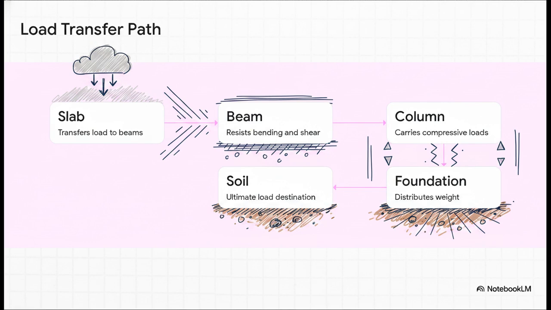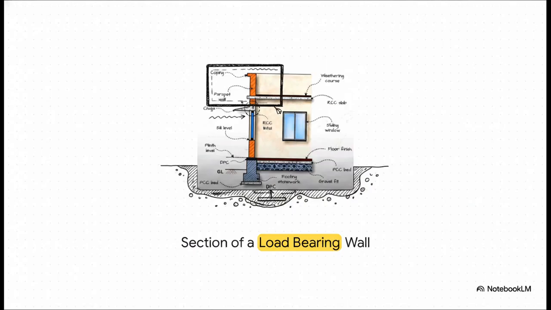Gravity is relentless, folks, and the load must safely travel step by step. It starts at the flat slab, transfers directly into the horizontal beam, pushes down into the vertical column, spreads out through the foundation, and finally rests safely into the Earth's soil. Slab, beam, column, foundation, soil. Commit that to memory.